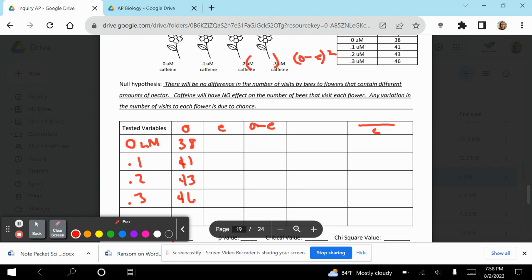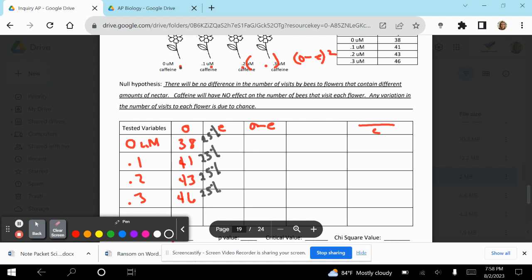Now, if we're hypothesizing there's going to be no difference in the number of visits per flower, and we've got 4 flowers, does it make sense that if the bees don't have a preference, then 25% of the visits should happen to this first flower, and 25% of the visits will happen to the second flower. And so this is indicating that the bees don't have a preference. They're going to each flower basically equally, even though the flower contains different amounts of caffeine.